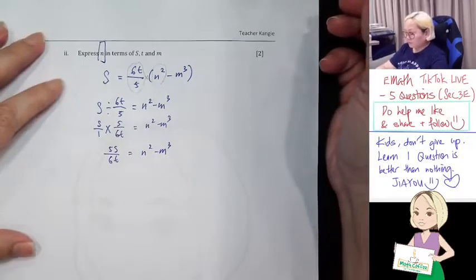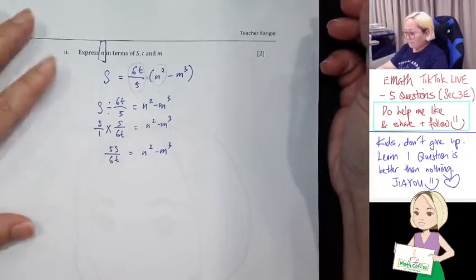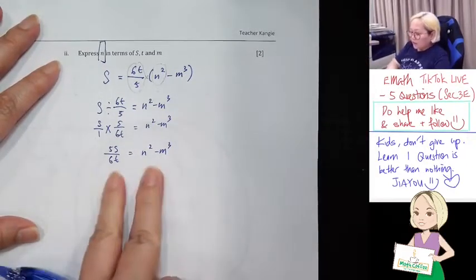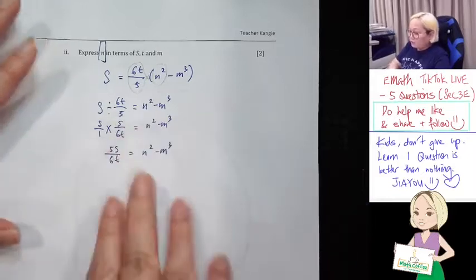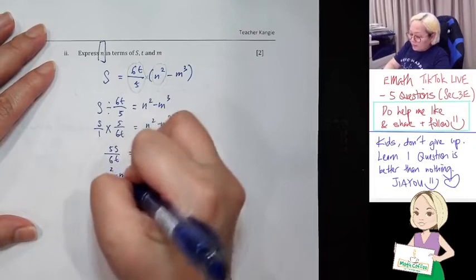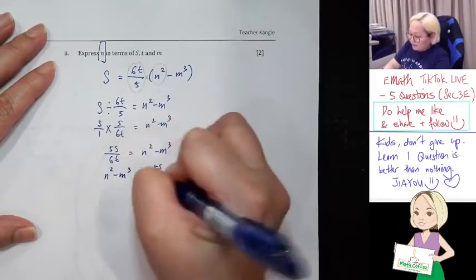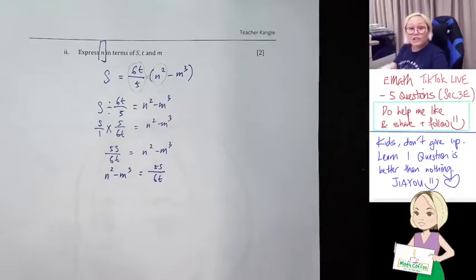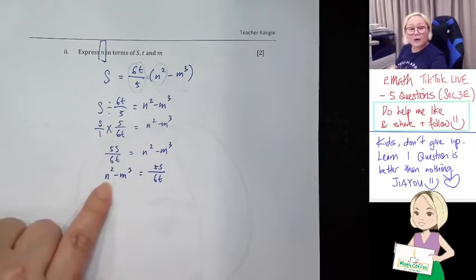Agree? Then after that, see my n square is here, right? So I'm just going to flip. When I flip the entire thing, I don't have to change sign. So n square minus m cube equals to 5s over 6t. Then see, when I switch the entire thing, I don't have to change any sign. So now my n square is here already.